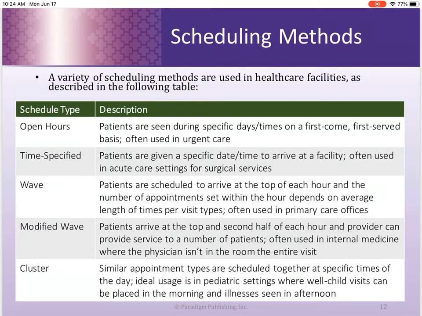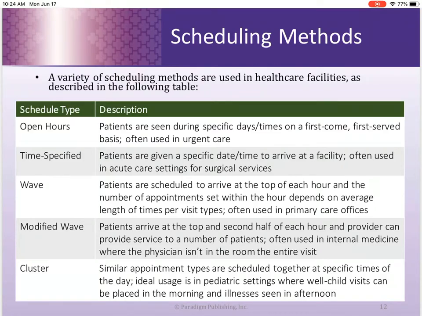So we have several different ways that facilities schedule appointments. No matter the type of scheduling method selected, the schedule must meet the needs of the facility's providers and patients. The types of scheduling methods that may be implemented include open hours, time specified, wave, modified wave, and cluster. So let's talk about open hours first.